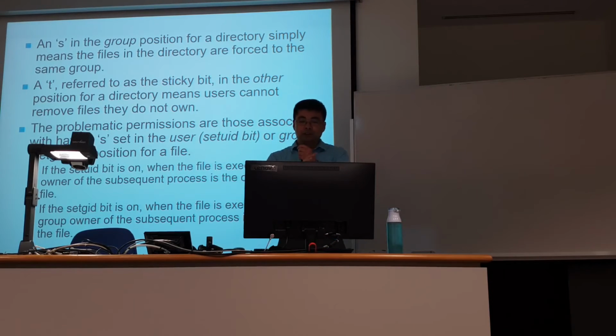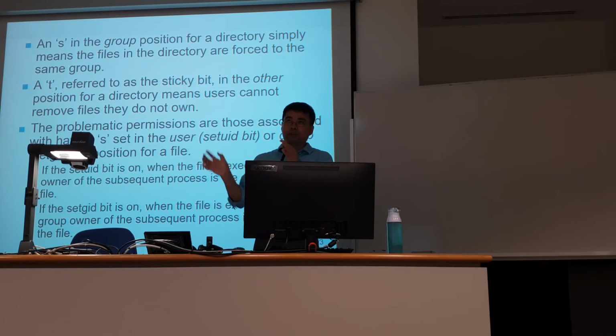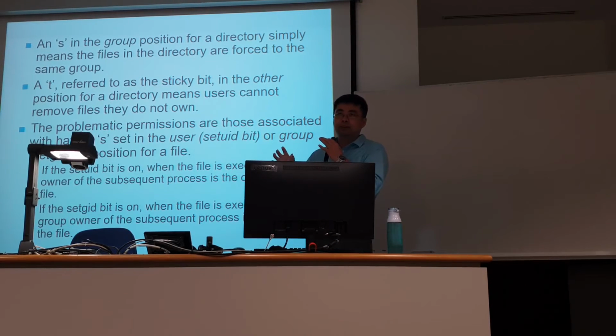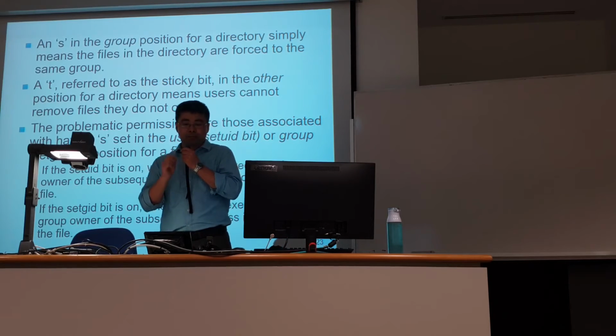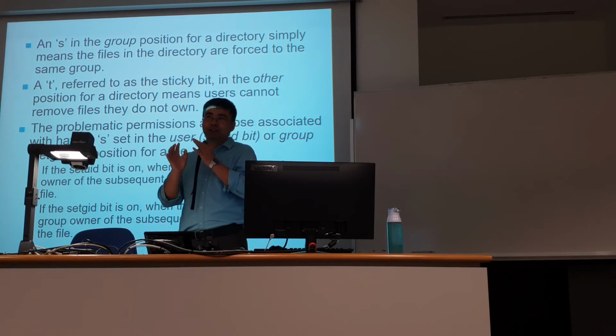If the S is not there, and I put an X for all the users, then if you run this program, you have your own permission. You may not be able to access another file because you don't have permission. However, if the S is there, then when you run the program, the created process will use my permission instead of your original permission.